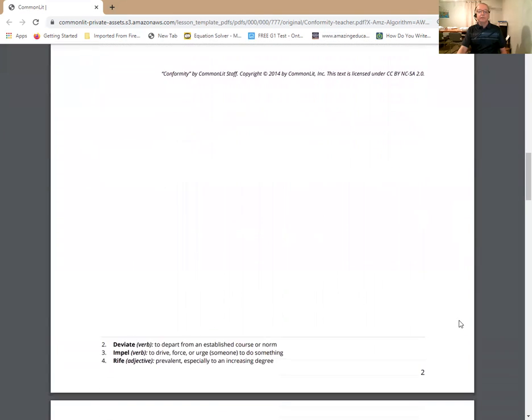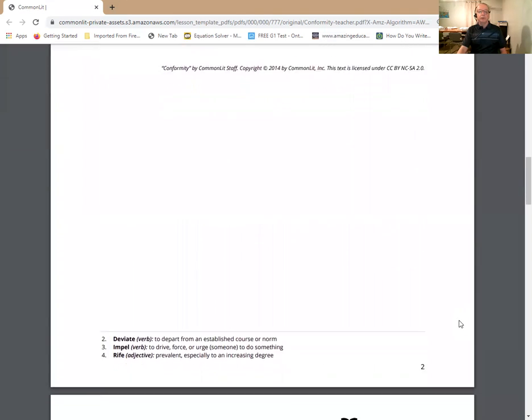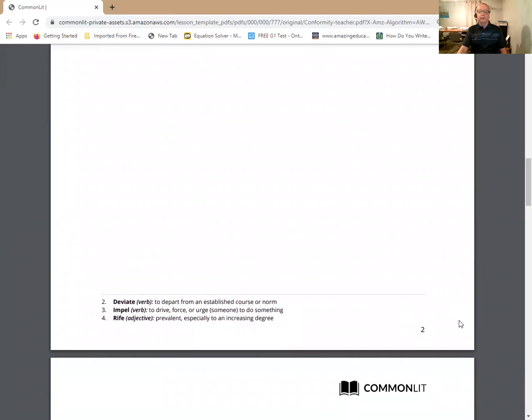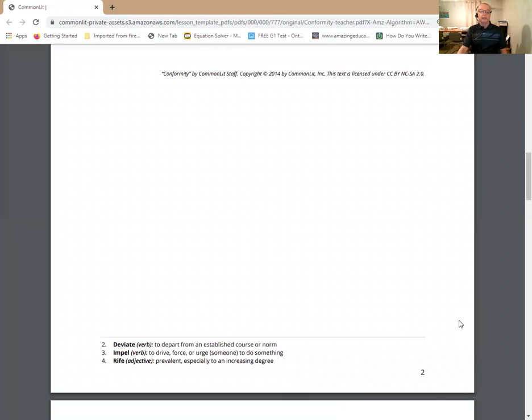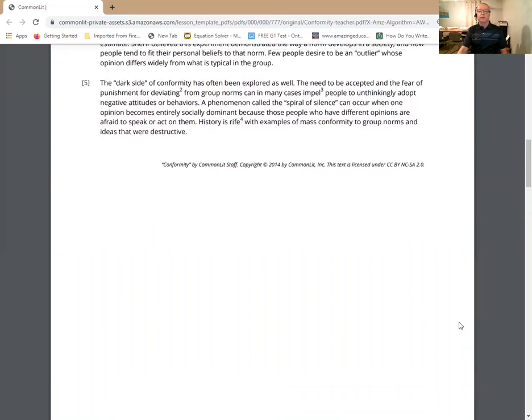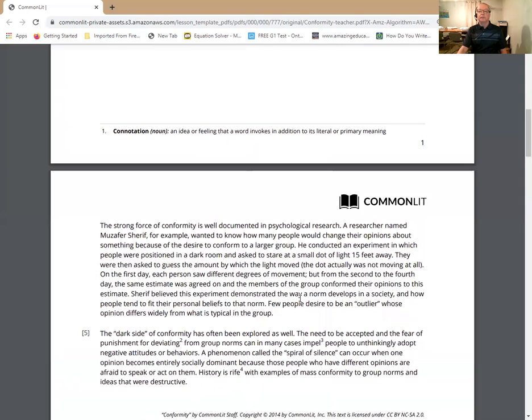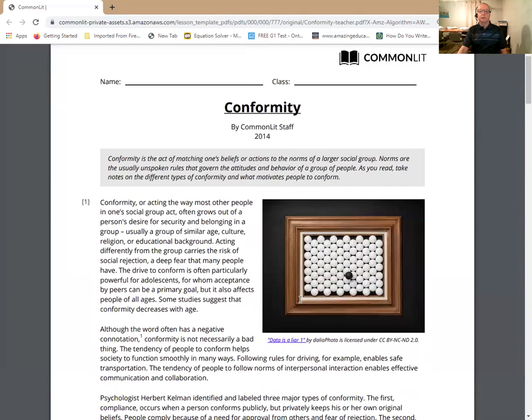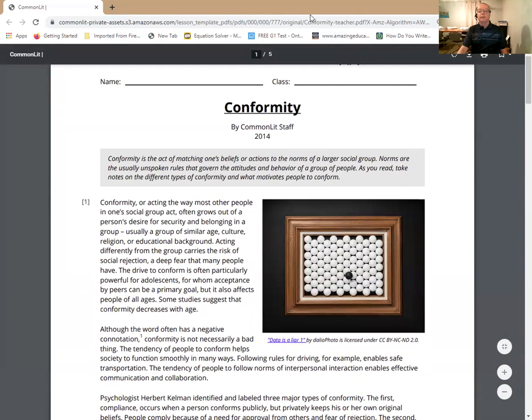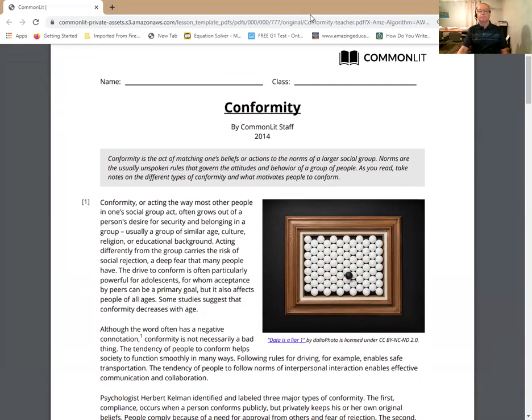Okay, that's the end of the text. You will notice at the bottom, and you'll see this when you go to the link that I will put in the description, they have explanations of some of the vocabulary words or definitions for some of the vocabulary words like deviate, impel, or rife. And that's given with the numbers within the text. So you can access those to help you as well. But that is the text, conformity.